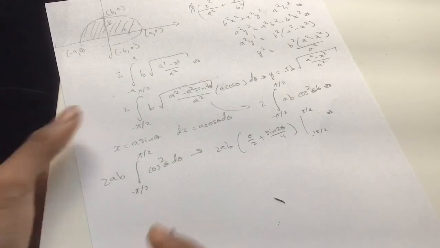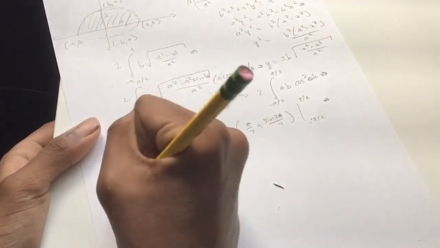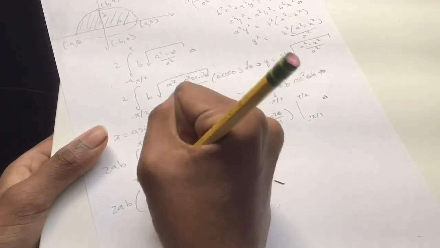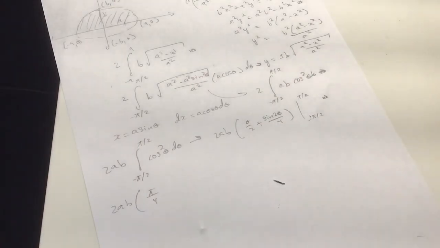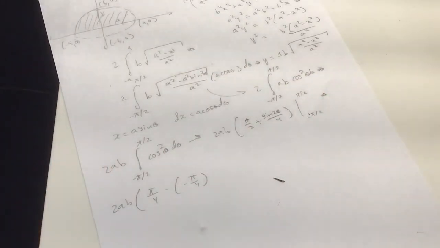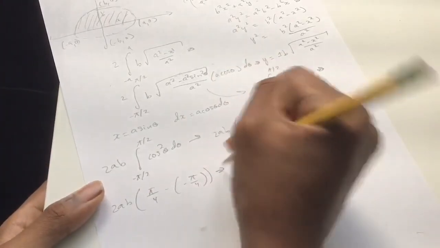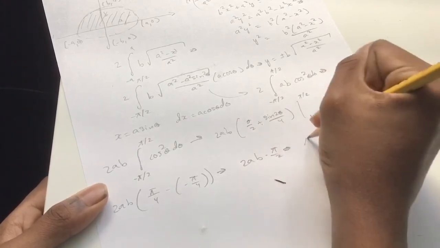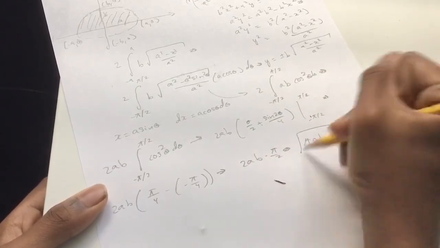Okay, so finally we just evaluate this. This becomes 2ab times pi over 4, and then sine pi is 0, so we don't even have to worry about the sine 2 theta over 4, minus negative pi over 4, and then sine of negative pi is also 0, so we don't have to worry about that. So this is what we get. This is 2ab times pi over 2, or pi ab, which is indeed the formula for the area of an ellipse.